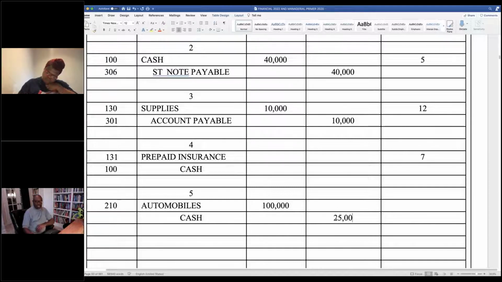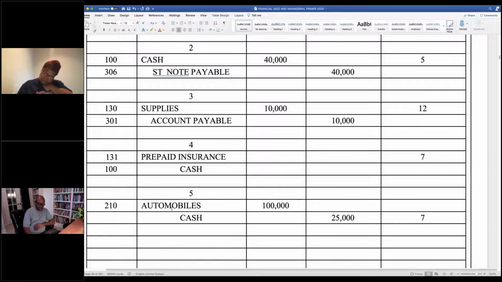So when we pay this cash of 25,000, what type of transaction is this part of this entry of the automobiles? Debit. Yeah, we got the debit already. It's a credit for cash. That's a credit. This becomes a 7. We bought automobiles, and part of what we gave up was cash of 25,000. That's a type 7.